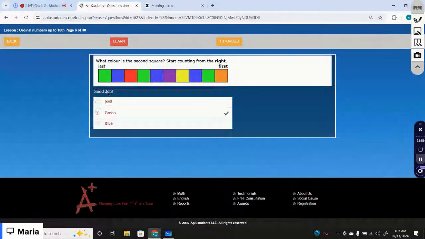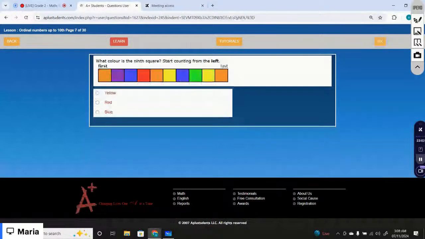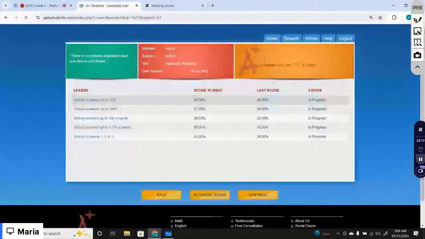Okay, the next one you can complete the lesson by yourself later today, right? Isn't it too easy? So I think I need to move on to the next lesson. Ordinal numbers up to 100. Let's start with the lesson.